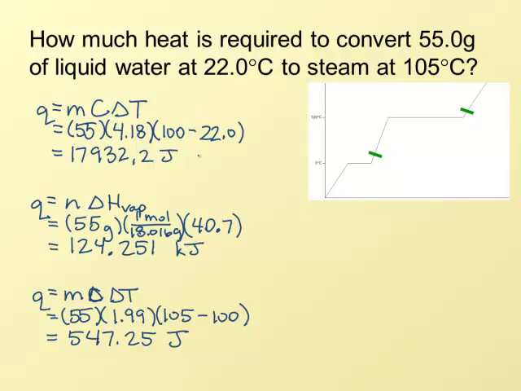For our final answer, we need to add these values together. But first, we have to deal with the fact that two of our values are in joules and one is in kilojoules. You need to convert. It doesn't matter which way you go, but one way or the other, you have to convert the values before you add them together. It's going to be a very big number if you choose to convert to joules. I usually convert these values to kilojoules.